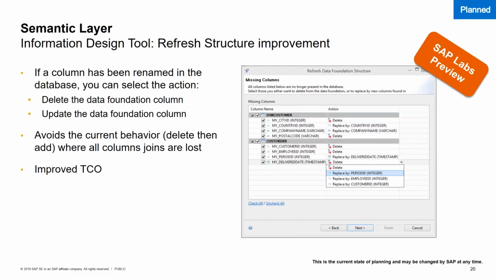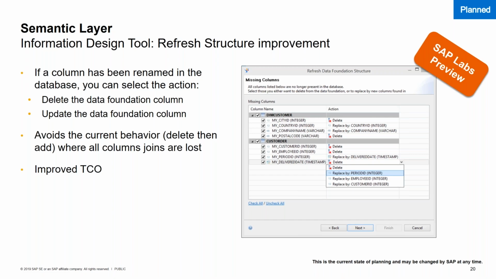Okay, first improvement inside the Information Design Tool. This one concerns the refresh structure, specifically if one of the tables or columns of your database has changed and you apply a refresh structure request. Now we will let you choose what the behavior should be if, for example, a column has been renamed in the database. You can select the action to delete the data foundation column or update the data foundation column with a new column name, for example.